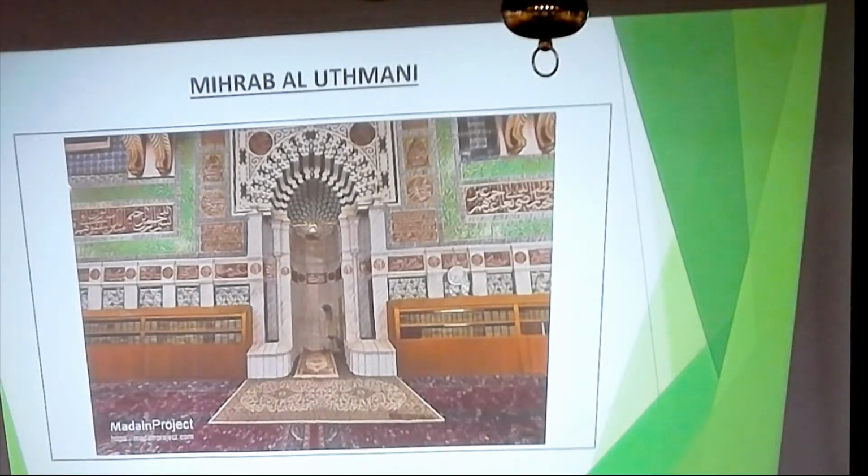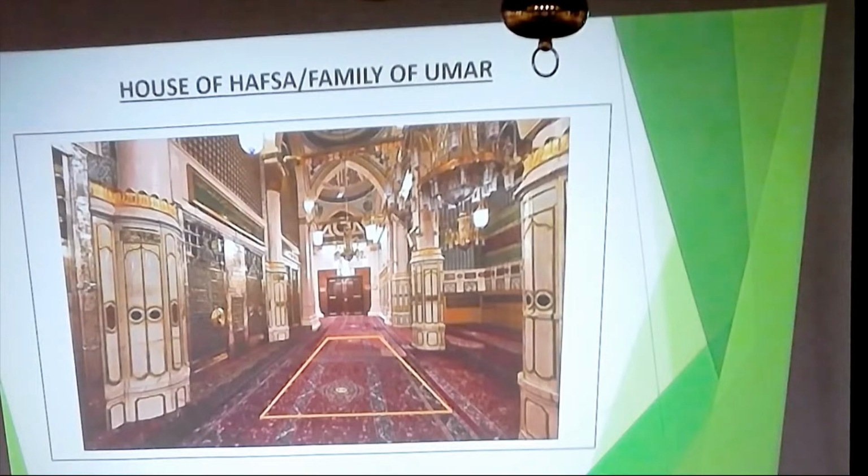Now, another house which came into the masjid during this time was the house of Hafsa radiallahu ta'ala anha, and the house of the family of Umar radiallahu ta'ala anhu. Hafsa radiallahu anha's house was directly opposite the house of Aisha radiallahu ta'ala anha, and there was very little walking distance between the two.